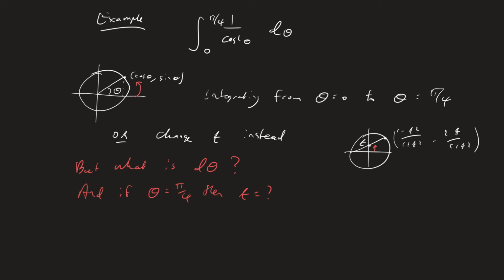Just to help illustrate what's happening, assume we have an integral involving sine theta and cos theta, and we integrate with respect to theta. In effect, we're integrating over this circle here, because as we change theta, sine theta and cos theta are going to trace out a point on this circle here.